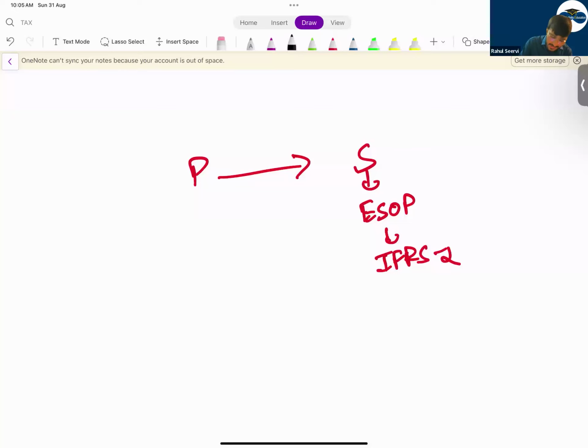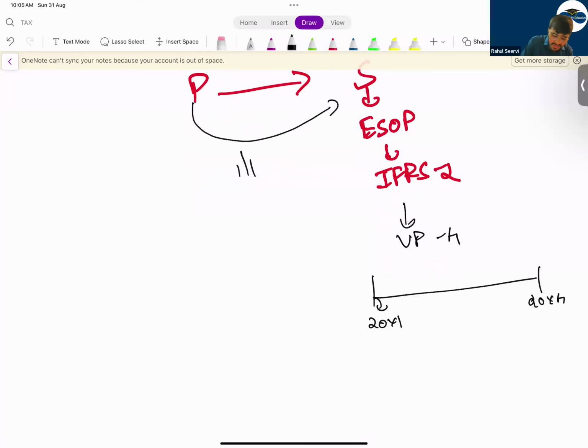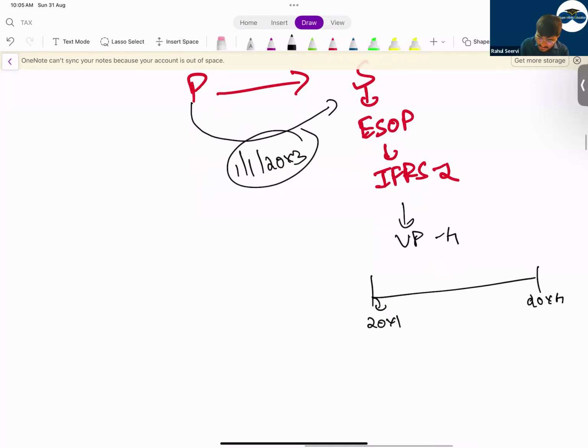Now what will happen? Say the ESOP had a vesting period of 4 years. So if it's 4 years, can I say it was given in 2000x1? So the end will be 2000x4. Now the parent company acquired the subsidiary company on 1st Jan 2000x3. So can I say 2 years are completed? The employees have worked for 2 years. So the subsidiary company would have recorded this as an expense for 2 years.